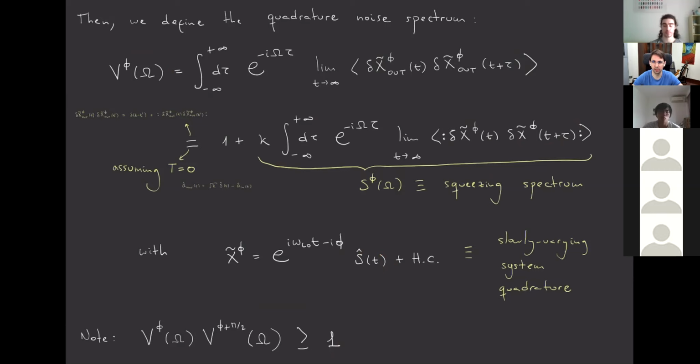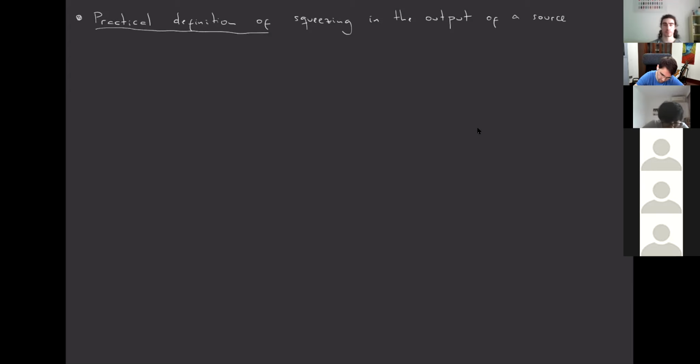So the question that I want to address before I go to one specific example is this: given that this is the observable that we usually experiment with in the lab, based on it, let me give you a practical definition of squeezing in the output of a given source. So let's talk about squeezing.